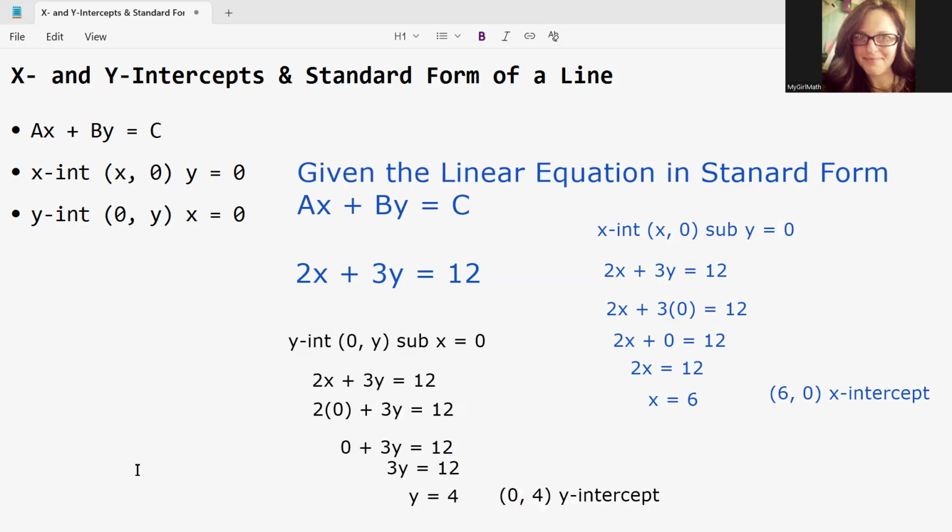And that's how you find the x and y-intercepts given an equation. Substitute 0 in for y to find the x-intercept, and substitute 0 in for x to find the y-intercept. Let's do one more example.